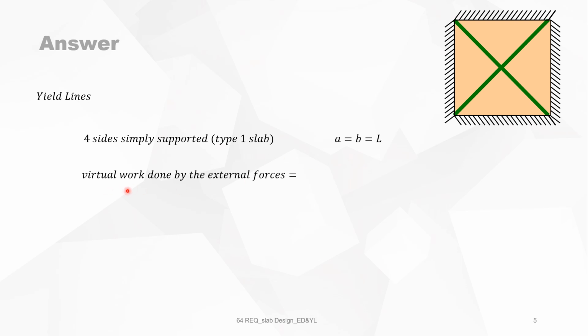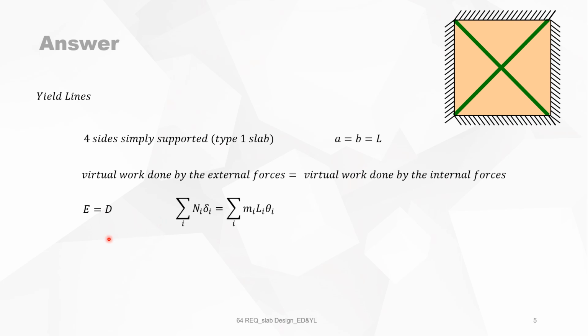The virtual work done by the external forces is equal to the virtual work done by the internal forces. It means E must be equal to D. You can write it in this manner. And when you look at the virtual work done by external forces, we got in this triangle the length L times L over 2 divided by 2, the surface of the triangle, times Q, the load, and the mean deflection is delta over 3.